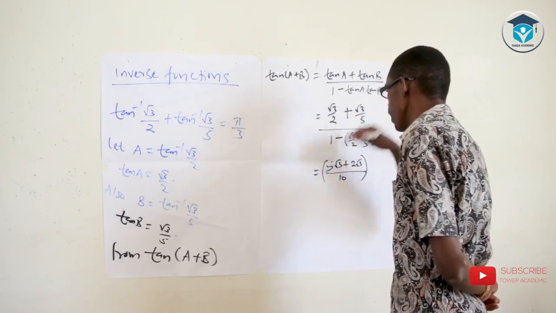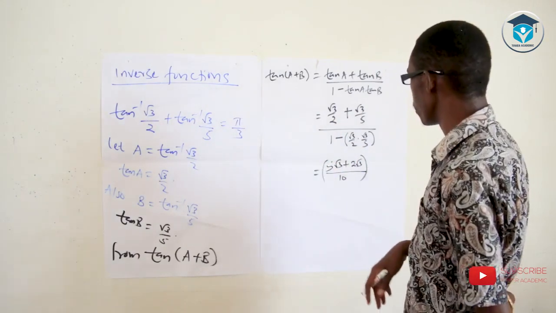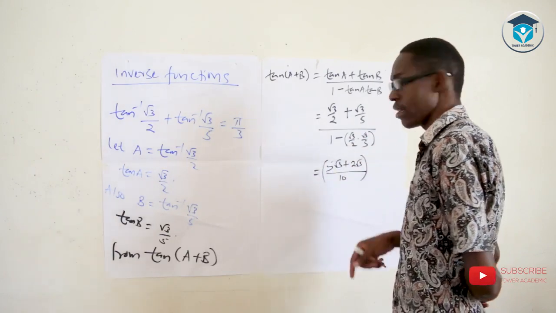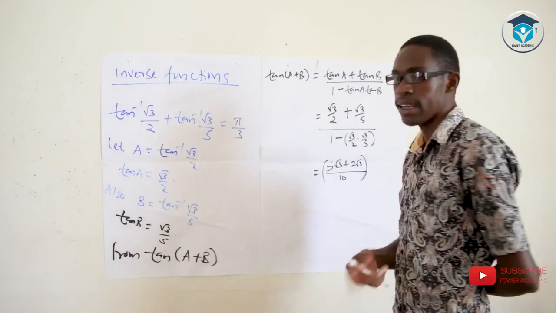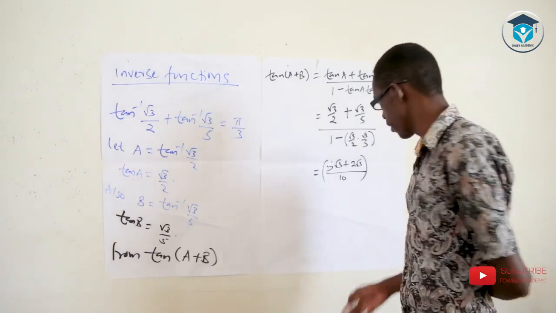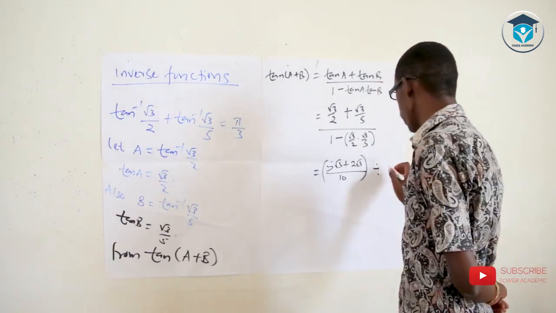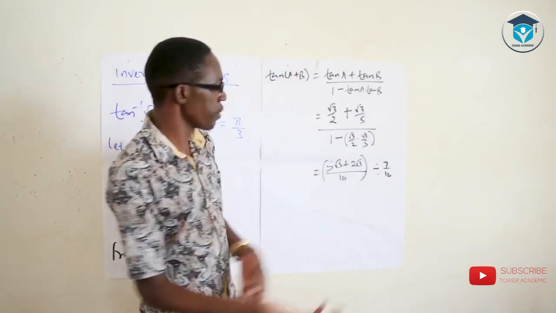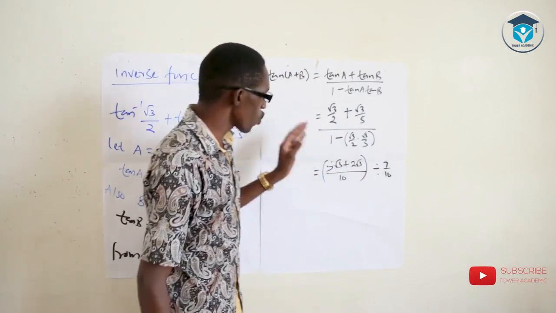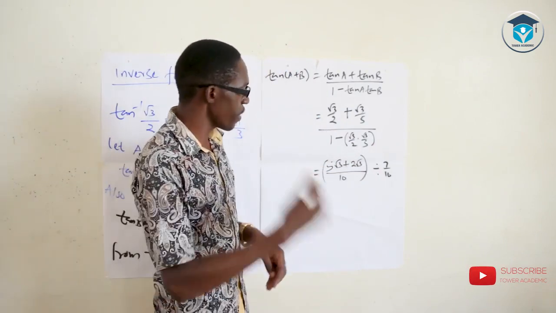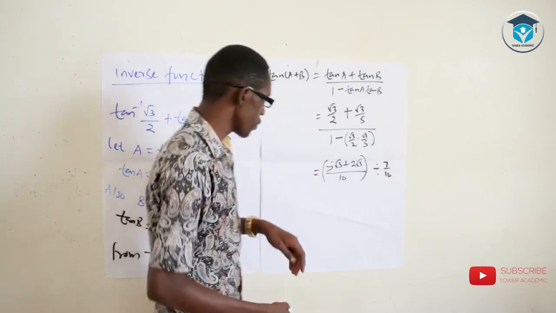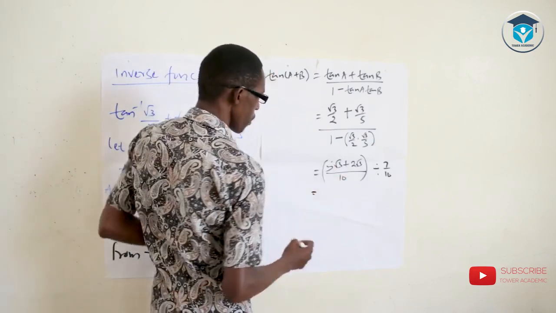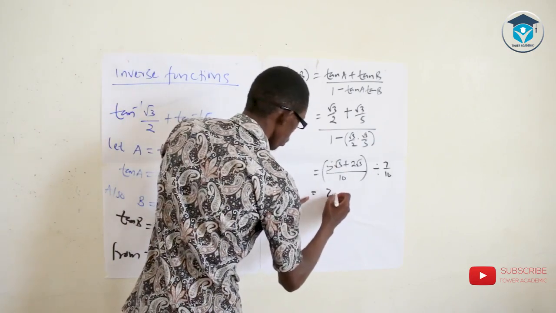So this is just the numerator. Then when we deal with the denominator, root 3 times root 3 is 3, but remember it's now 3 over 10. So we shall say 1 minus 3 over 10, that gives us 7 over 10. So we shall say divided by 7 over 10. Here we just need to be patient enough, and then we say 5 root 3 plus 2 root 3 gives us 7 root 3.